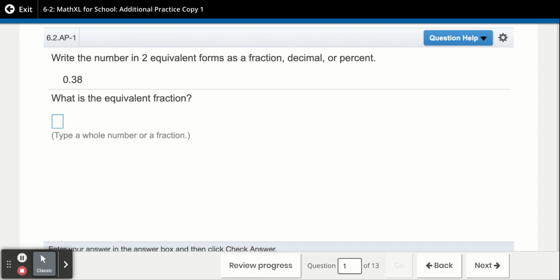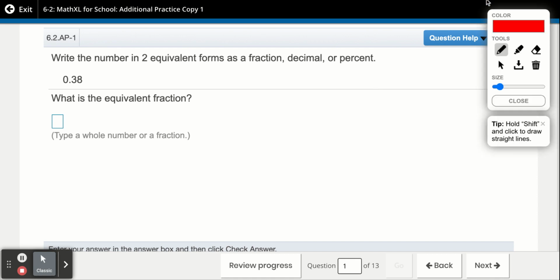So we want to write the number in 2 equivalent forms. They're giving us a decimal, so we want to write this as a fraction, and then we'll write it as a percent, right? Because this lesson is all about relating fractions, decimals, and percents. Now, we are starting with 0.38.